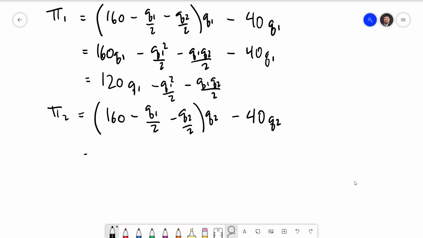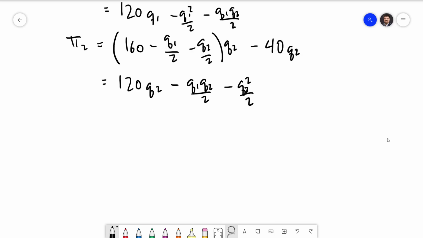I'll do the same thing for firm 2, and this is going to look very similar, so I'm just going to write out 120 Q2 minus Q1 Q2 over 2 minus Q2 squared over 2. Notice that these are very similar to each other. They are basically mirror images. This is because this problem is completely symmetric. The two firms are exactly the same, so we would expect them to behave very similarly.